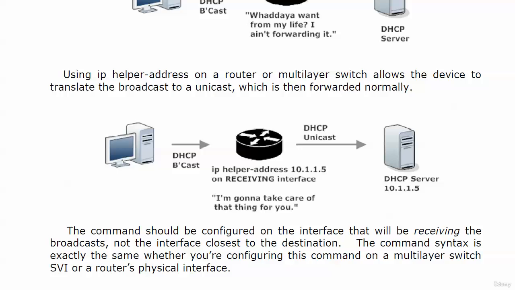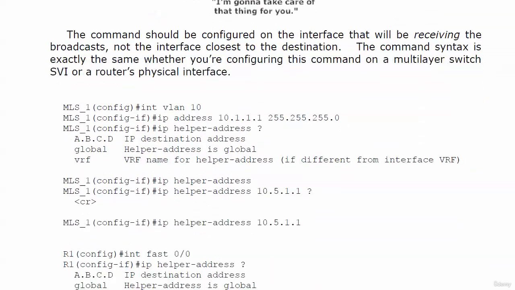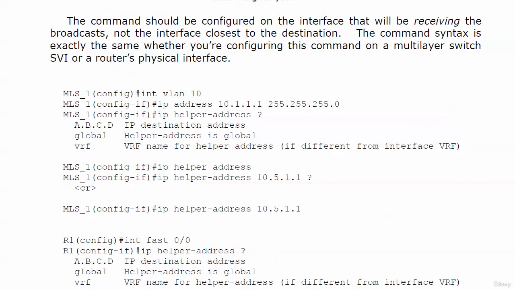The command syntax, frankly, is exactly the same whether you're configuring this command on a multi-layer switch SVI or a router physical interface. I actually have both here for you on the board, and we'll just look at them. You can put it on an SVI here. I've got interface VLAN 10, IP helper address. Your options are destination address, the helper address is global, and VRF. Don't worry about the last two.